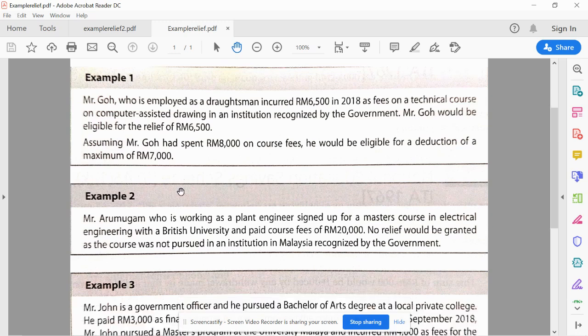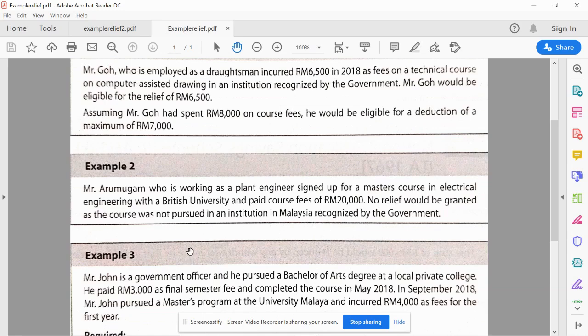Okay. So we have example 2 here. Mr. Arumugam, working as a plant engineer, signed up for a master's course in electrical engineering with a British university and paid course fees of 20,000 ringgit. So no relief would be granted if the course was not pursued in an institution in Malaysia recognised by the government. It must be an institution in Malaysia in order for you to get that maximum of 7,000 ringgit for course fees.